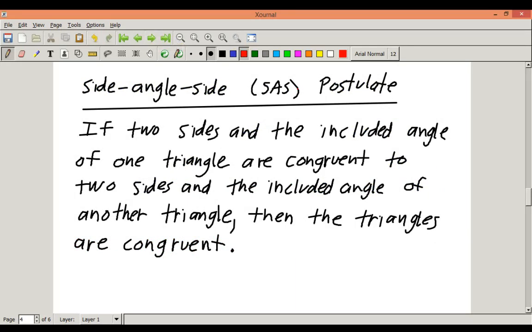Okay, so our next postulate is the side angle side postulate, or SAS for short. And here's the postulate. If two sides and the included angle of one triangle are congruent to two sides and the included angle of another triangle, then the triangles are congruent. So remember, we no longer have to say all three sides and all three angles are congruent if we can show that two sides and the included angle of one triangle are congruent to two sides and the included angle of another triangle. Then we can conclude that those two triangles are congruent. Let's look at an example for that postulate.